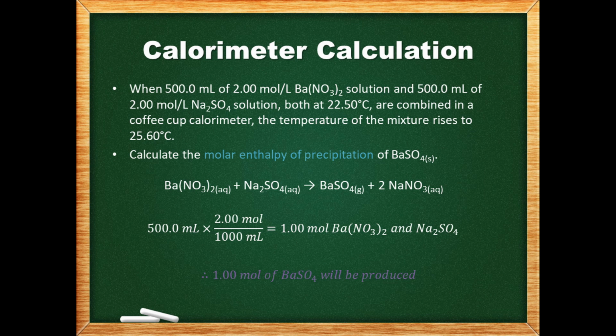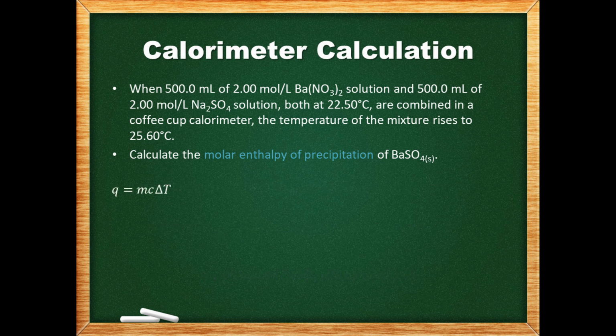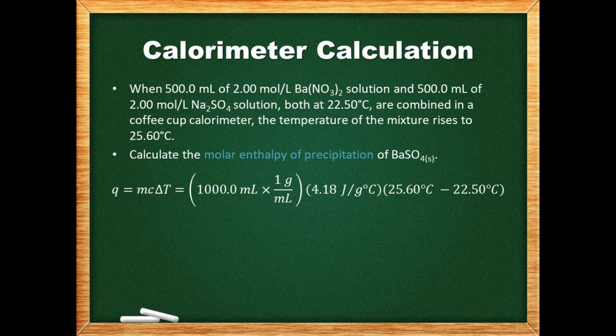Next, we want to find the heat absorbed by the resulting 1 liter solution, and we write down our equation. We are assuming the solution has the same density and specific heat capacity as water. Note we are using 1 liter and not 500 milliliters because we combined two 500 milliliter solutions. Heat lost equals heat gained, so the heat absorbed by the solution must equal the heat released by the reaction.